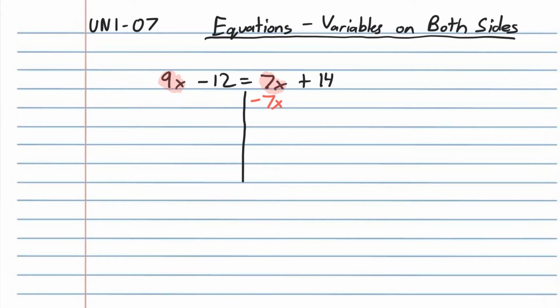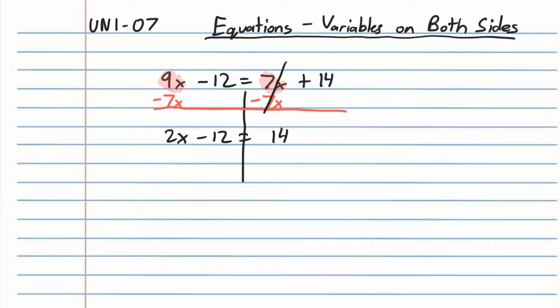Notice you need to line it up with the other x term. X's go with x's, numbers go with numbers. All right, and then line across. Now we're going to simplify straight down. So 9x minus 7x gives us 2x. We didn't do anything with that 12, so bring down minus 12. These 7s are gone. 7 minus 7 is 0. And we still have 14.